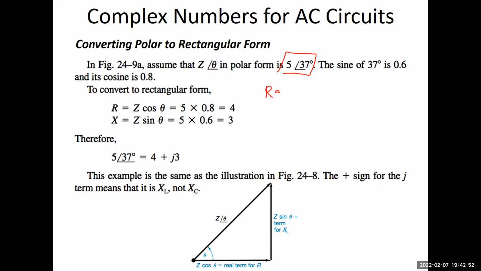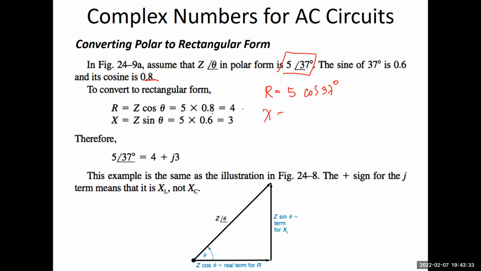So that is R is equal to 5 multiplied by cosine of 37 degrees. Okay, so cosine 37 degrees is 0.8. Okay, so we will now have, okay, so 5 times 0.8, that is 4.